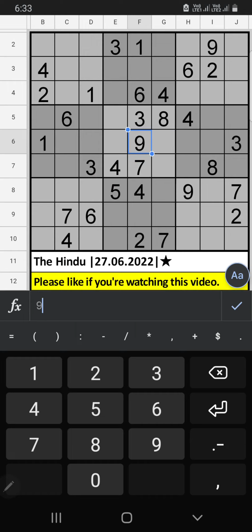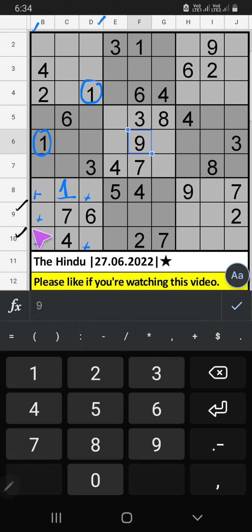Welcome to SkVm Sudoku. I am going to solve the Hindi newspaper Sudoku puzzle on June 27, 2022, one-star Sudoku. Column B, column D, we have 1. So 1 can't come in these cells. Then 1 is confirmed here.